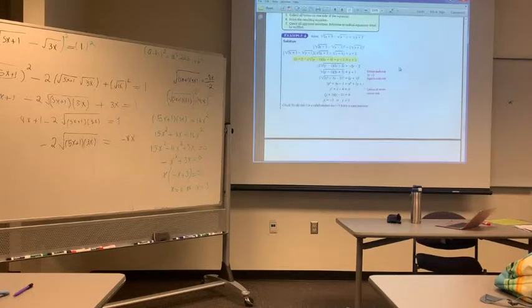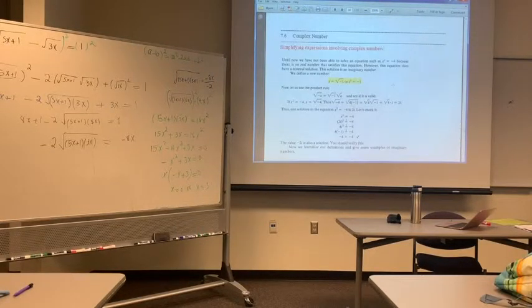Okay, so this one, same thing. You square both sides to get rid of radical ones, and then again, if any radical remains, you have to again square both sides to cancel the radical, okay?